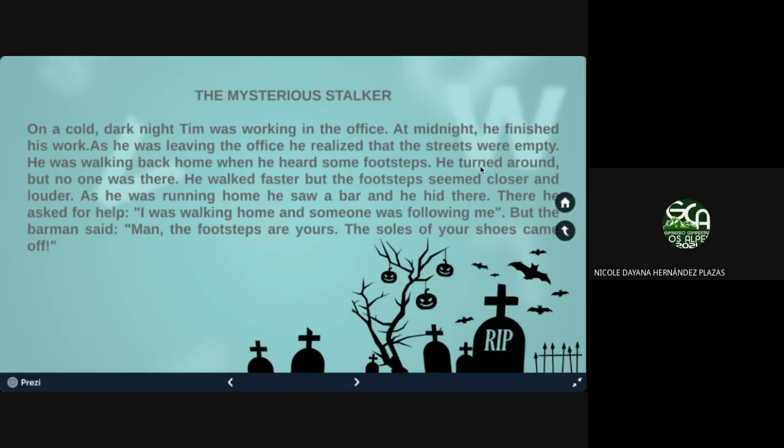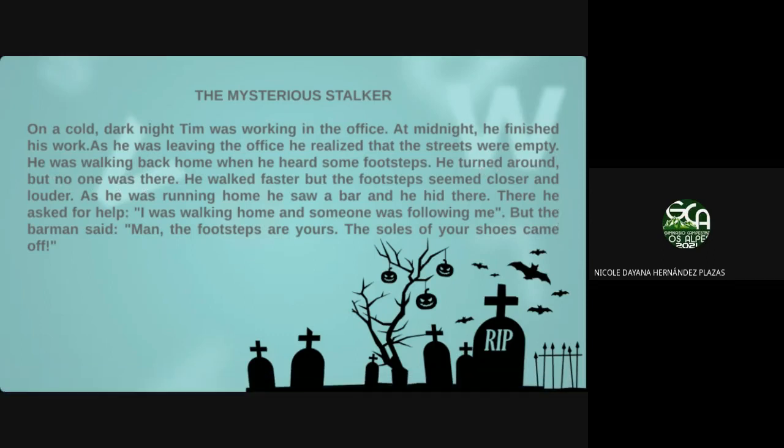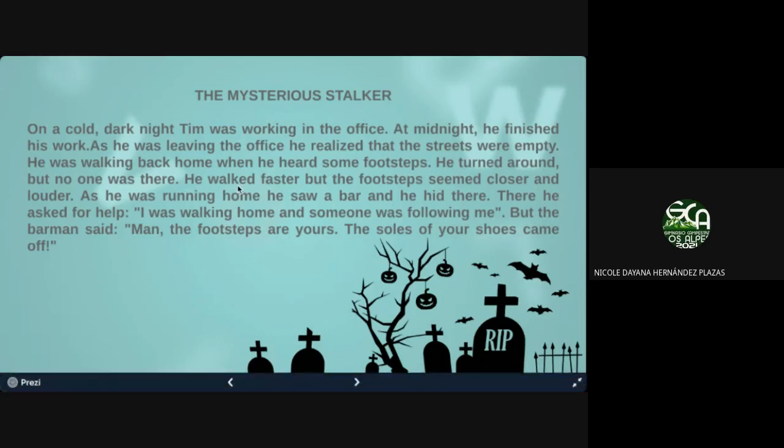This was just an action he did. Just one quick, just like a fast action he did. He turned around, se volteó, but no one was there. So what happened? He walked faster, but the footsteps seemed closer and louder. So look at this part. He walked faster, but the footsteps seemed closer and louder.